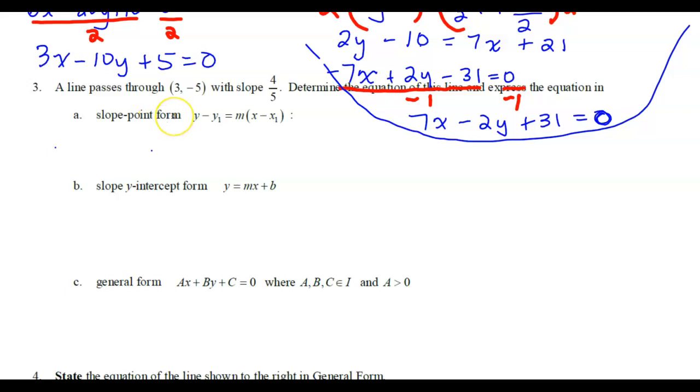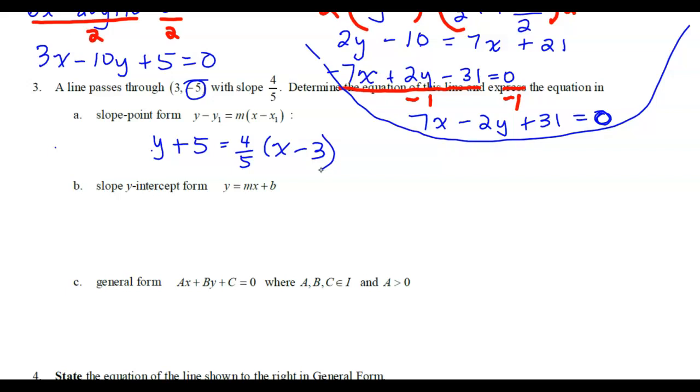So in question 3, given a point with the slope, determine the equation first in point slope or slope point form. So again, it's all substitution. So y plus 5, because you're subtracting a negative, equals 4/5 x minus 3. No work, guaranteed. Questions on your test like that. Just give me the equation in that form. Right or wrong.